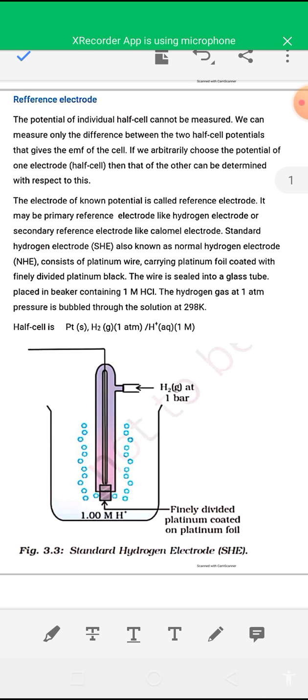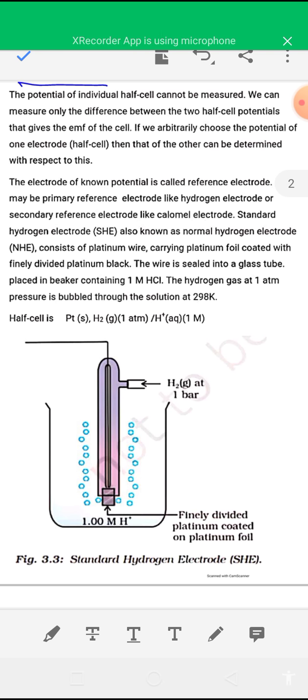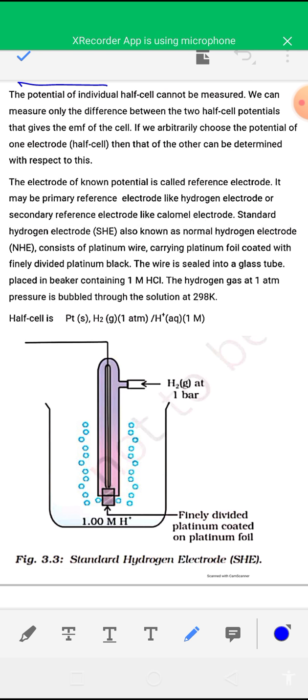Now see, what is a reference electrode? It is not easy to measure the electrode potential of different electrodes, different half cells, directly. But you can measure the electrode potential of different electrodes with respect to some other electrode, and these are known as reference electrodes. So what is a reference electrode? The electrode of known potential is called a reference electrode, and it may be a primary reference electrode like the hydrogen electrode or a secondary electrode like the calomel electrode.